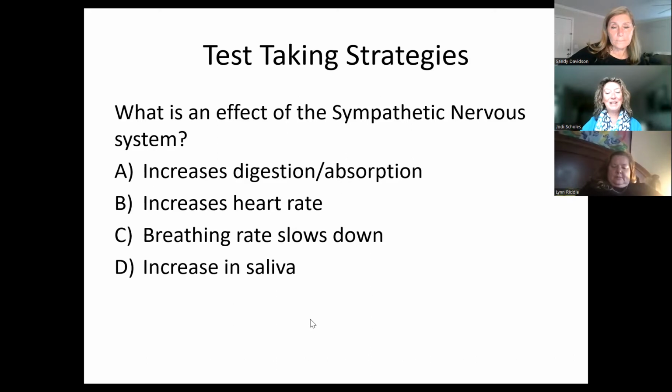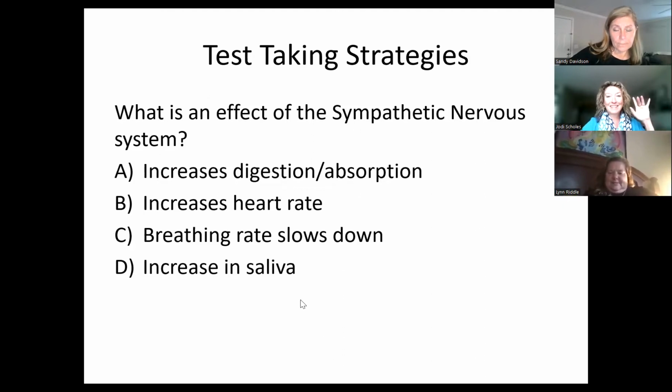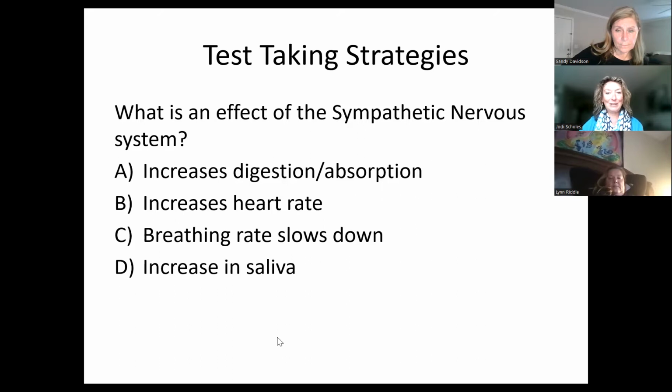I like it. I see some answers coming in. You're not being fooled. So these are all effects of the nervous system, but I'm looking for the effect of the sympathetic nervous system. All right. So what's an effect of the sympathetic nervous system? Increases digestion, increases heart rate, slows down breathing, increases saliva. I see lots of right answers coming in here.